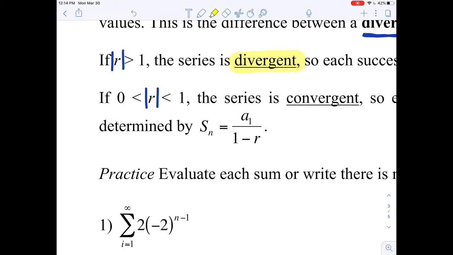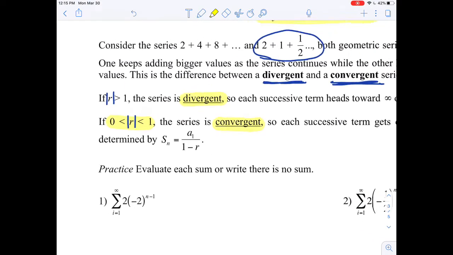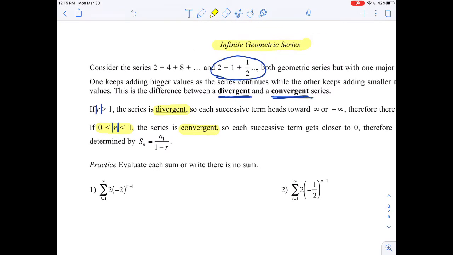When the absolute value of your ratio is between 0 and 1, then we say that it is convergent, which means that it's going to have a finite sum for that infinite amount of terms. And again, specifically, you're looking for a value that's between 0 and 1 in absolute value, of course. So maybe like a common ratio of 1/2 or 1/4. And again, the reason why that happens is that it eventually makes those terms head towards 0.